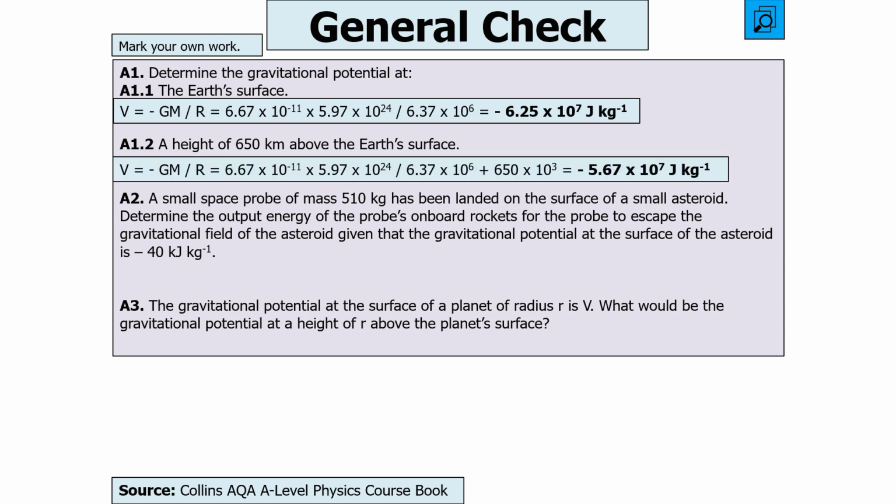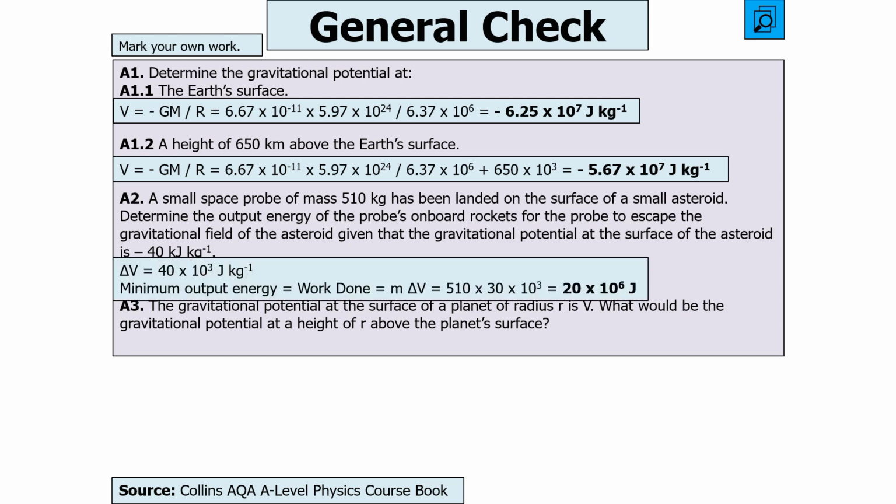The next one, we're going to have to add 650 times 10 to the 3, because we converted kilometers into meters, to the radius of the Earth's surface, because we take r from the center of mass of the object. So we've got to add the radius of the planet to the distance above the surface. We then pop in all the values, and we get minus 5.67 times 10 to the 7 joules per kilogram.